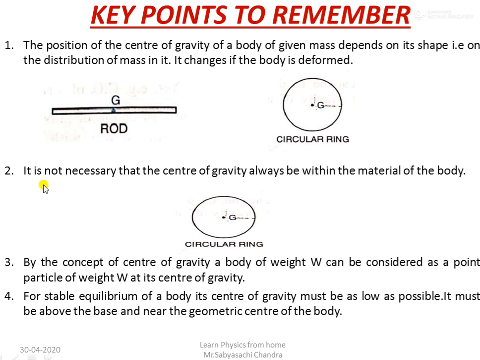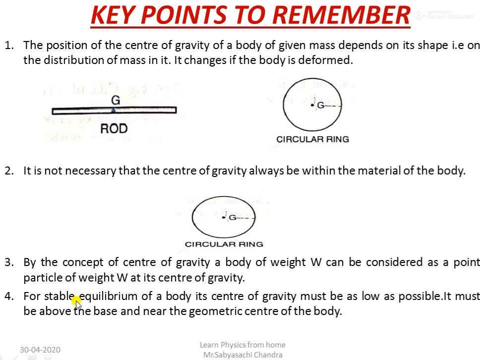Now, it is not necessary that the center of gravity is always within the material. Sometimes it may be outside the shape. Just like in this ring, the ring is the material, but the center part is vacant, and the center of gravity lies inside the vacant space. Now, by the concept of center of gravity, a body of weight W can be considered as a point particle of weight W at its center of gravity.